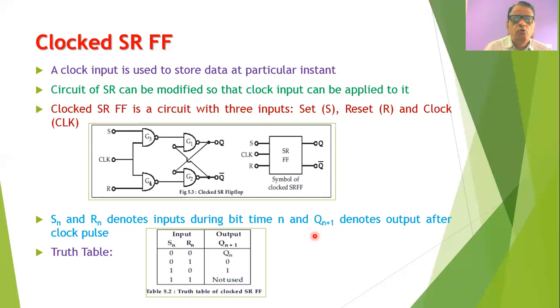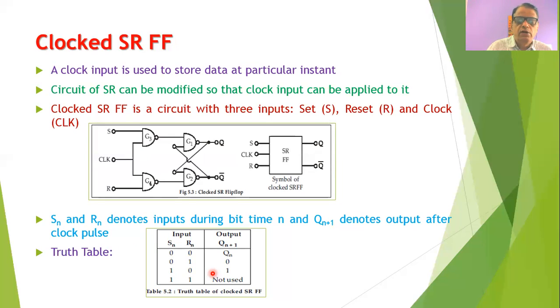Therefore, we can write the truth table for the clocked SR flip-flop with inputs Sn and Rn and output Qn plus 1. So when Sn is equal to 0 and Rn is equal to 0, then the output Qn plus 1 is equal to Qn. That is, whatever is the initial state, that will continue to remain, and there will be no change in the state of the SR flip-flop. Whereas when Sn is 0 and Rn is 1, then the output Qn plus 1 will be equal to 0, and this is the reset state of the SR flip-flop. When Sn is equal to 1 and Rn is equal to 0, then the output Qn plus 1 will be equal to 1, and this is being called the set condition of the SR flip-flop.